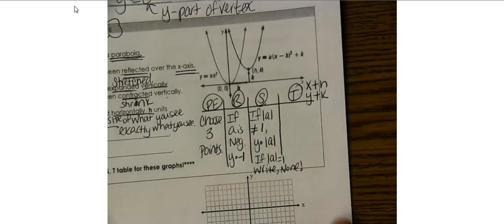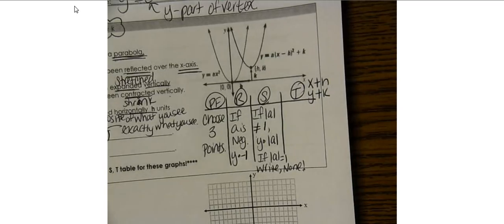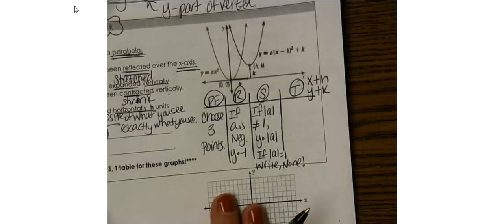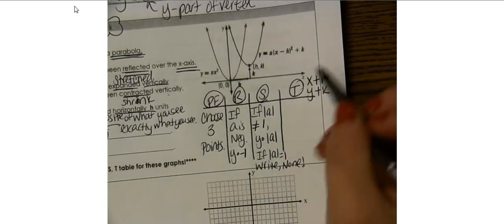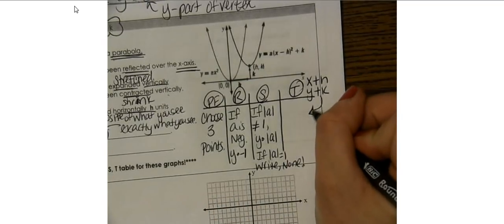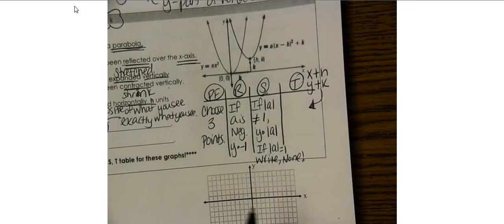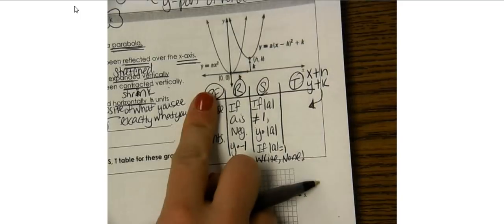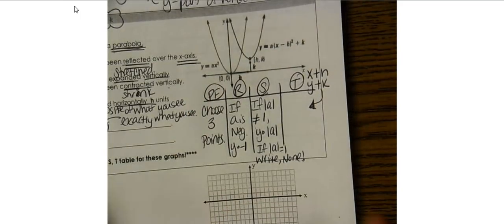Sometimes you don't have a translation, and if that's the case, then you would write none in that column. Typically, though, if we're working with problems like these, we will have some kind of translation. And so that's what you would do in this column. X plus H and Y plus K. And it's always based on your previous ordered pair. So whatever column that you were working with last, those are the ordered pairs that you're going to be working with.